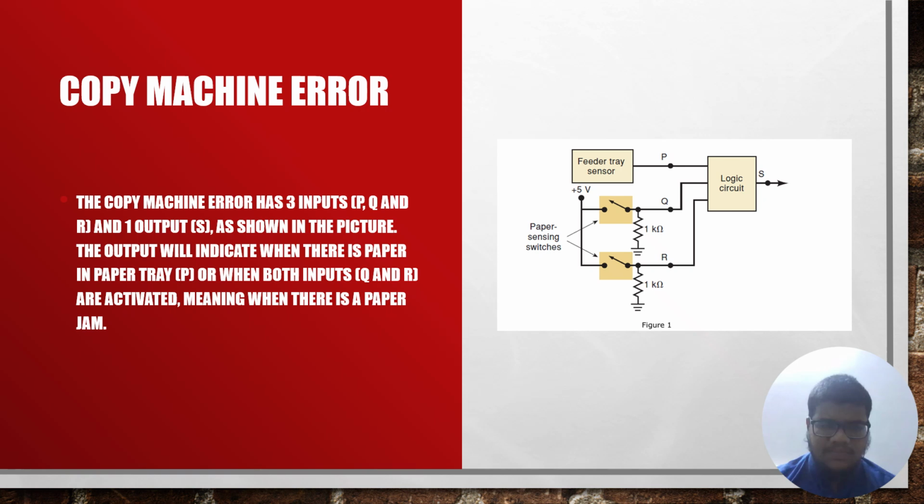A copy machine error circuit has three inputs: P, Q, and R. As you can see in the picture, P is right behind a feeder tray sensor that detects if there is no paper. S is an output gate. This blinks or indicates when there is a paper jam in Q and R, or if there is no paper in P.